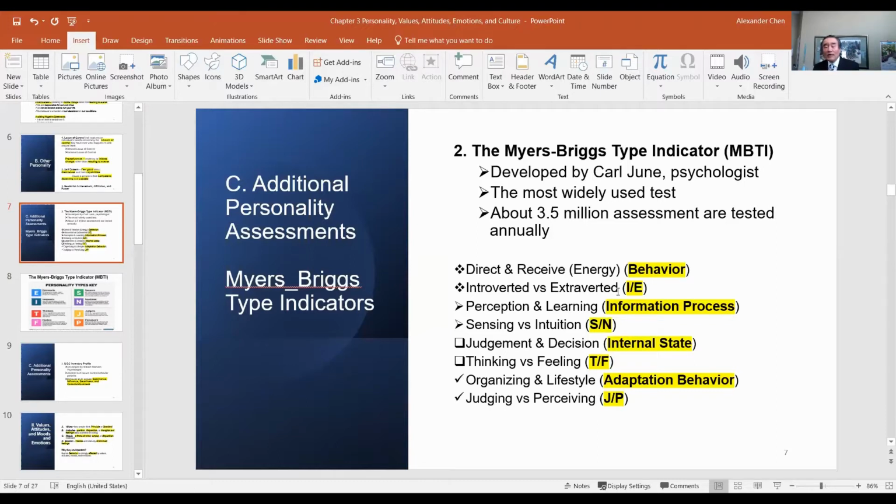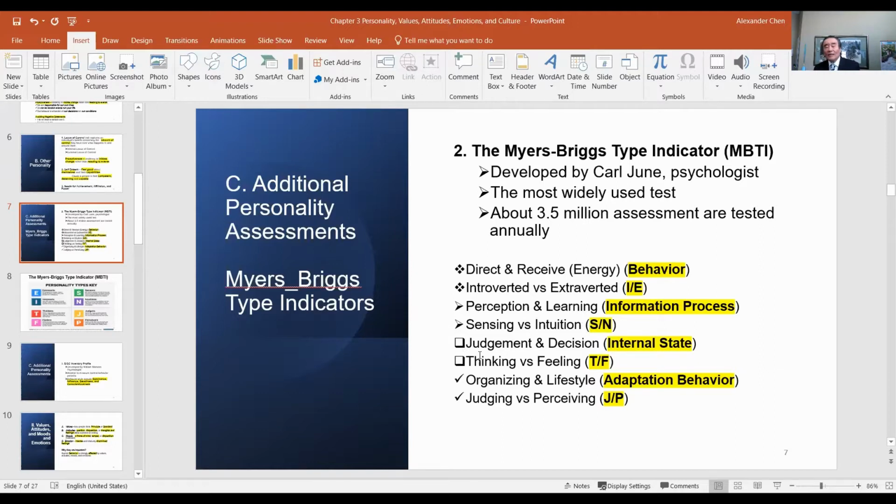Everyone says the first one is IE. IE means introverted and extroverted. Introverted and extroverted is really talking about people's behavior, how they use their energy. The second one is sensing and intuition. This is about information processing, perception and the learning process. Whenever you are doing information processing or learning, you use your senses, or you use intuition.